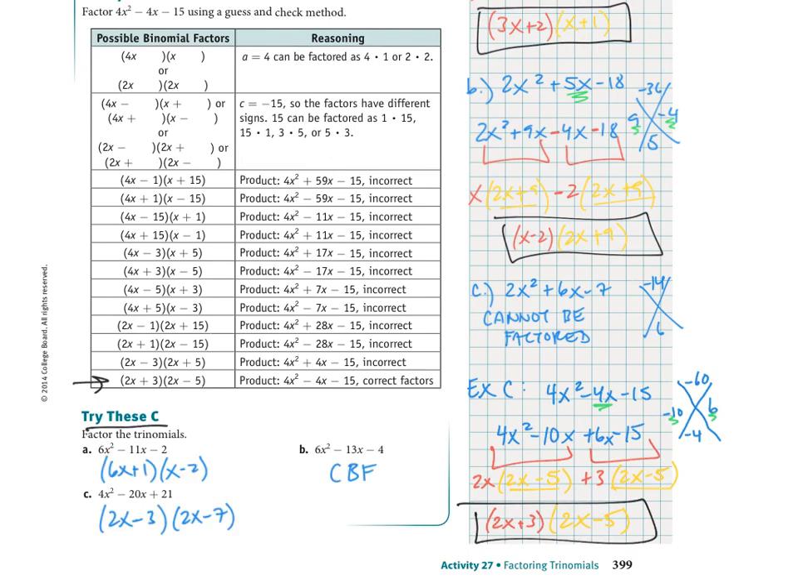All right, did you get the following results? Part A should be 6x plus 1 times x minus 2. Part B is cannot be factored, it's prime. Part C is going to be 2x minus 3 times 2x minus 7.